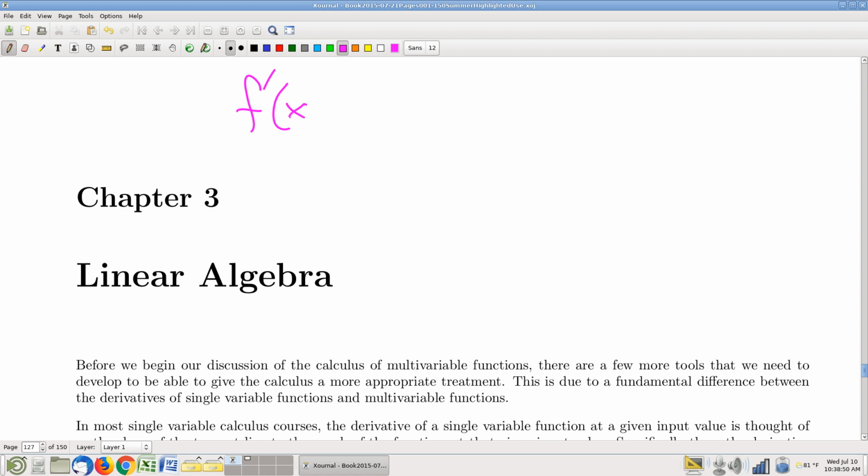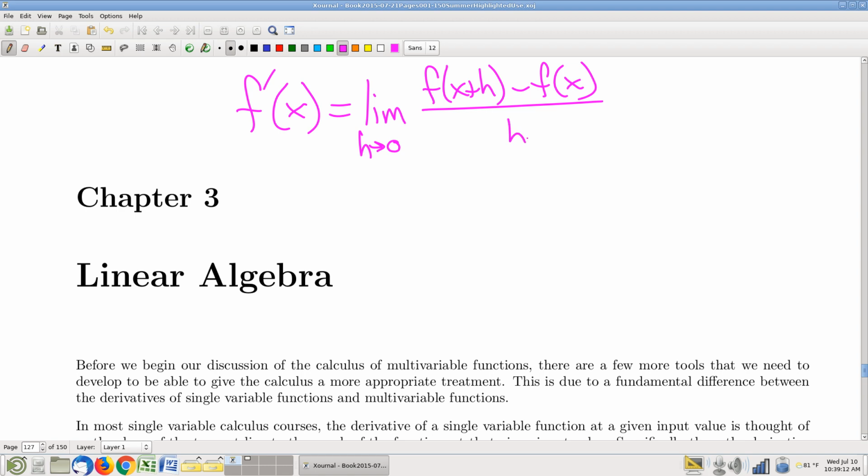How do you define the derivative? Well, it's a limit: the limit as h approaches 0 of f of x plus h minus f of x over h. And I'm sure you'll all remember this.